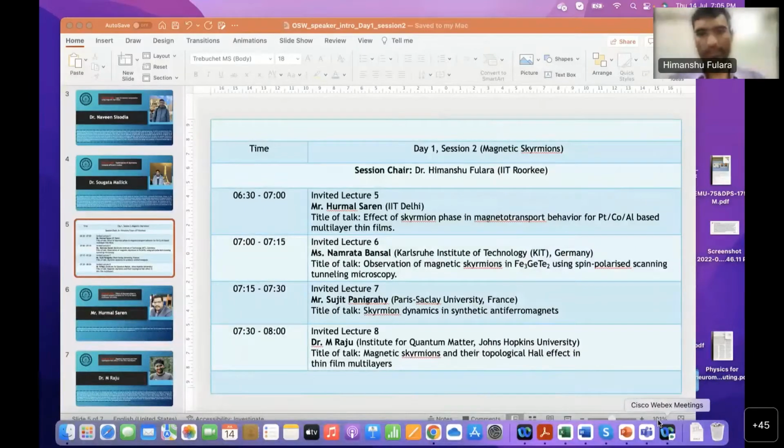So our next speaker is Ms. Namrata Bansal. She is currently working at Karlsruhe Institute of Technology, Germany. And the title of her talk is Observation of Magnetic Skyrmions in Fe3GeTe2 using spin-polarized scanning tunneling microscopy. And I think she is also an alumnus of IIT Delhi. So with this, Namrata, please go ahead with your presentation.